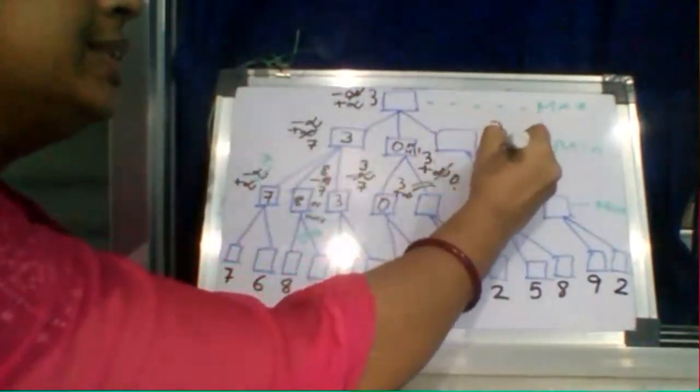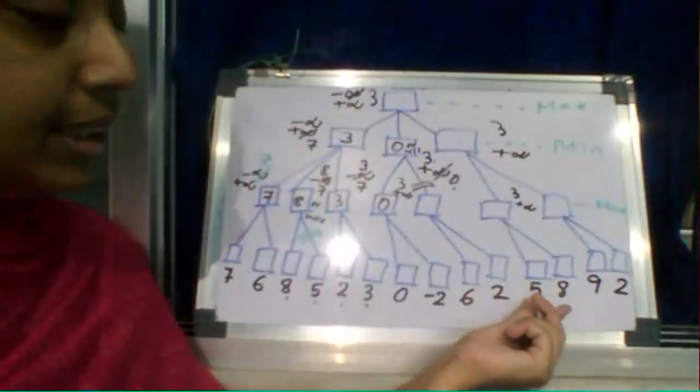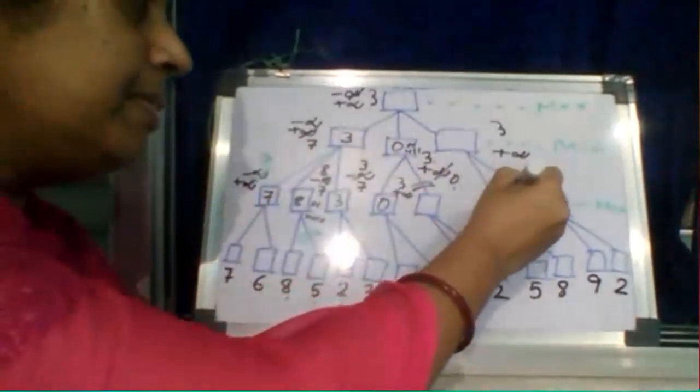Now we come to this level. When we go to that level, the alpha value is 3 and the beta value is plus infinity. Again we come here with alpha value 3 and beta value plus infinity. Among these two values, again we have to select one value. As max is playing here, 8 will be selected. And as 8 is bigger than the current value of alpha, alpha will be modified to 8.